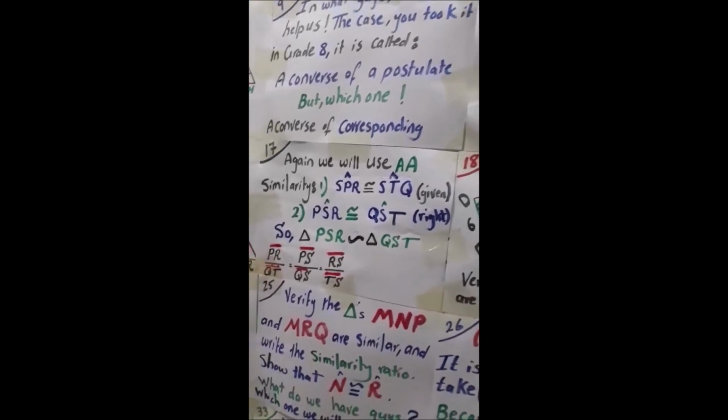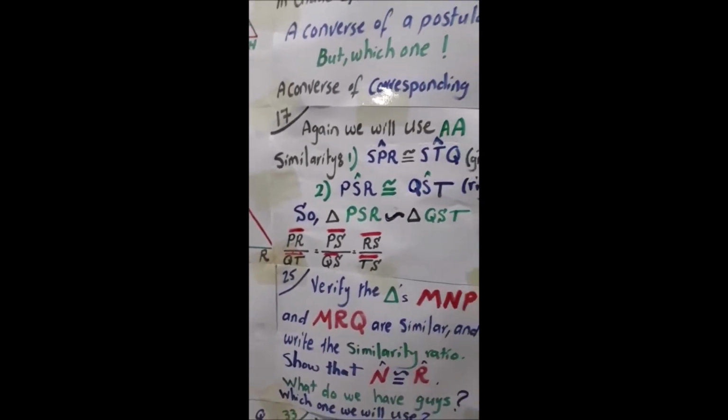and QST are similar. So we will go to the proportionality. We have PR with QT equal to PS with QS and RS with TS. So we finish exercise 2. Now let me go to exercise 3.